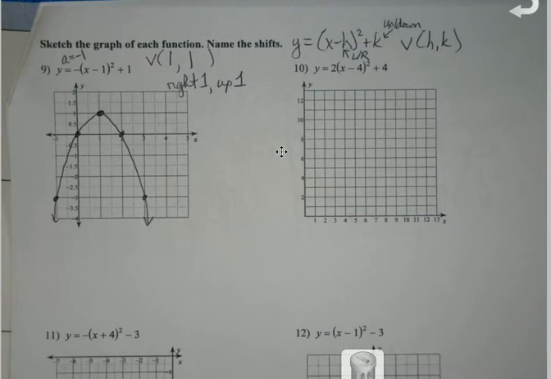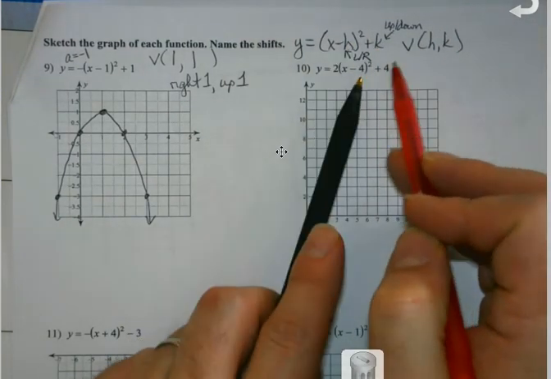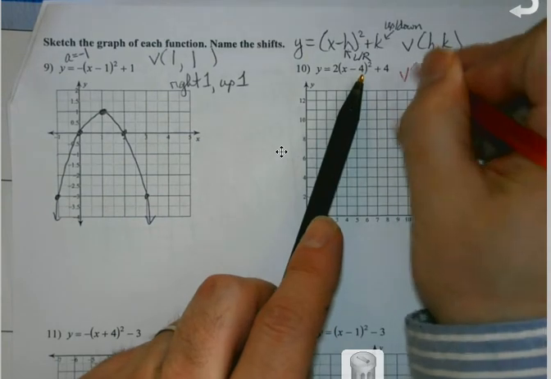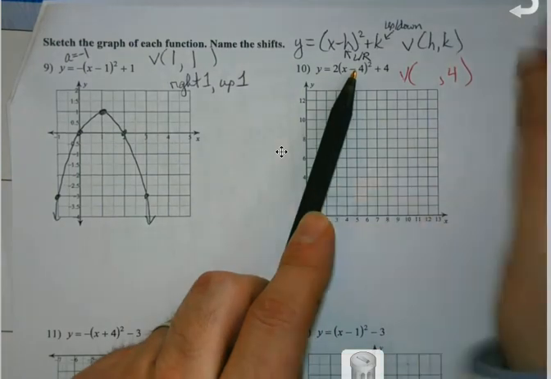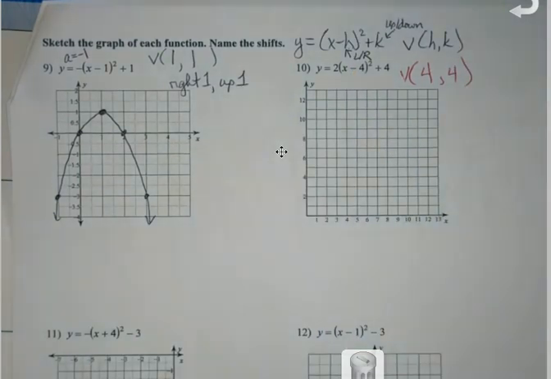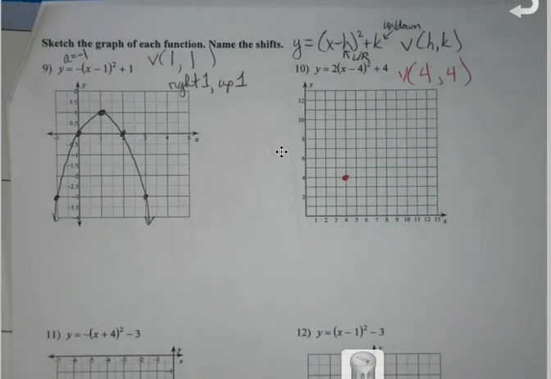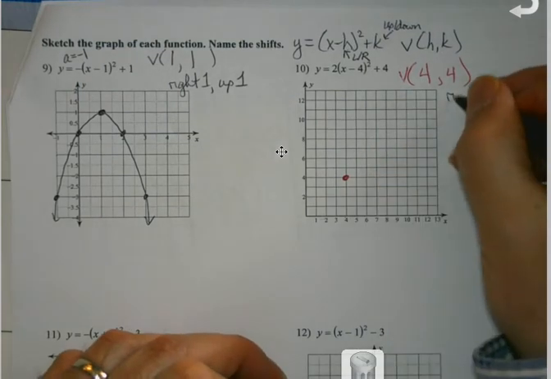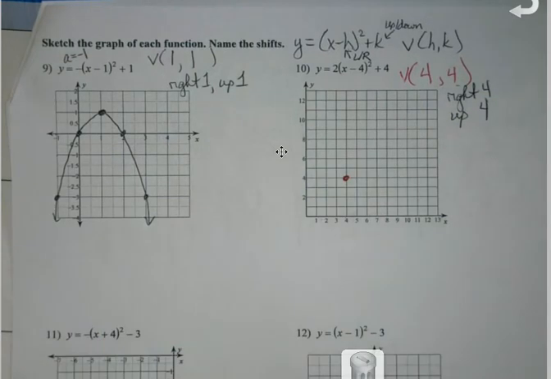What's my vertex going to be on number 10? Remember, my vertex comes from these two guys. You're close. I agree with the last 4. Remember, the one in the parentheses always switches from what we think it's going to be. So 4, 4, put my dot. And again, that also tells me my shifts. To get to that vertex, I went right 4, and I went up 4.